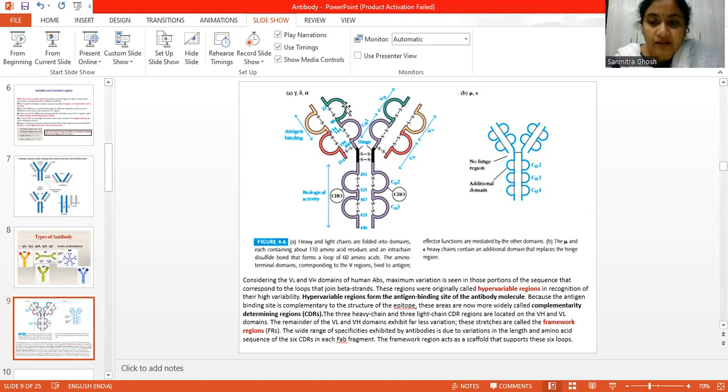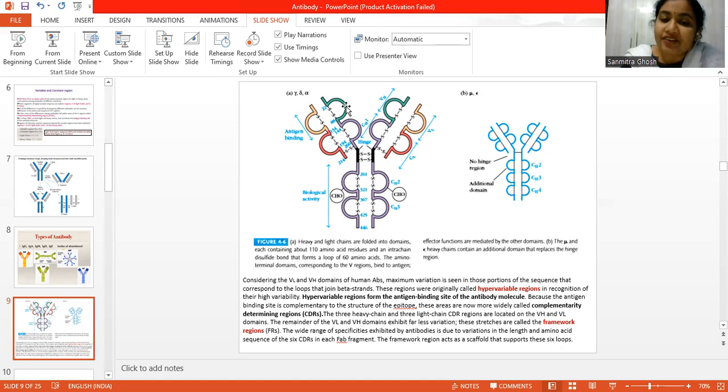Now, the antigen binding site is complementary to the structure of the epitope. The epitope is the antigenic determinant present in the antigen or foreign molecule. Since the structures are complementary to each other, these regions are more widely known as the complementarity determining regions, or CDRs, as we mentioned before. The three heavy chain and three light chain CDR regions are located in the VH and VL domains.